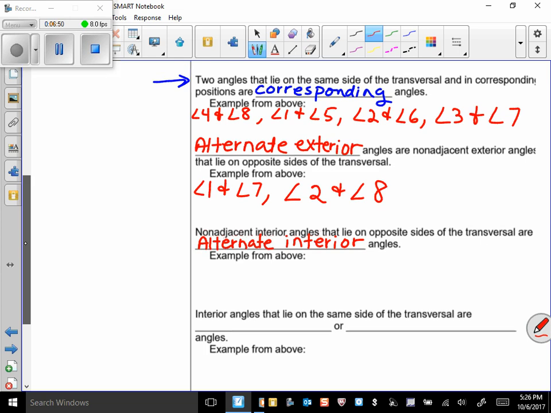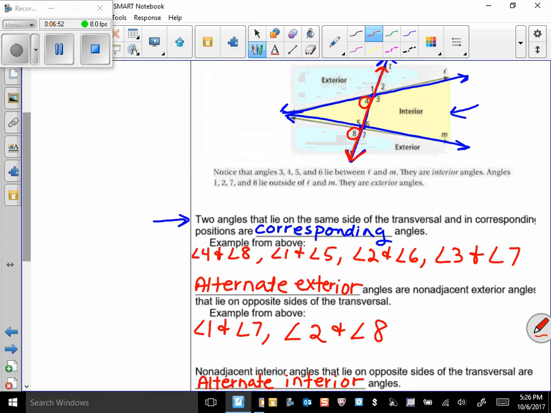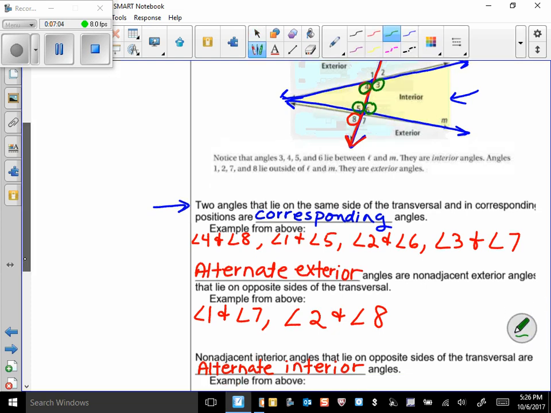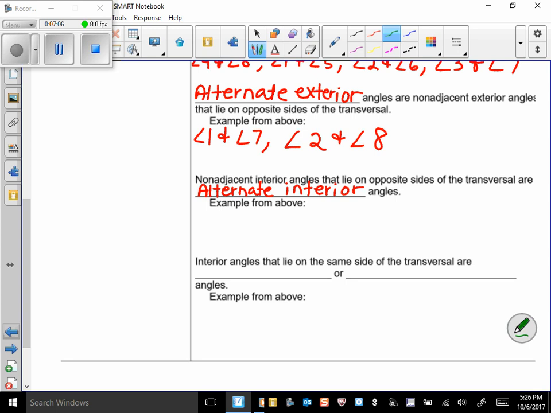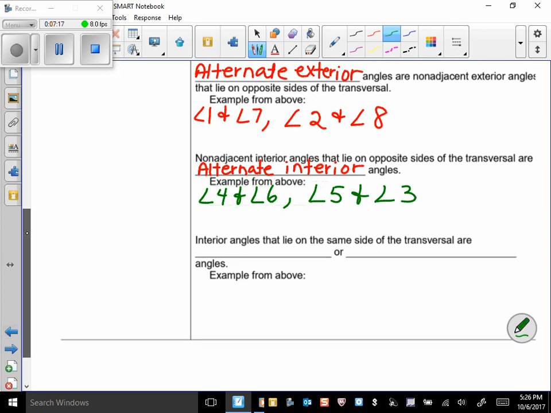And if we look at our figure, the alternate interior angles would have to be 4 and 6. The pairs, they have to come in pairs, 4 and 6, and 5 and 3. So let's write those down. Angle 4 and angle 6, angle 5 and angle 3. All right, so there are my pairs. Oh, I've got one more set.